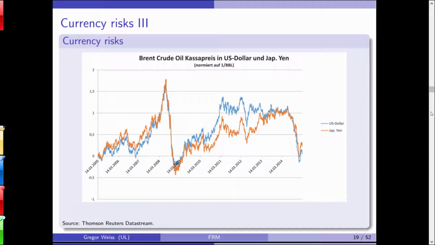Now here on this slide, you can see the price for Brent crude oil. This is the spot price in US dollars and Japanese yen. And both are normalized at the start to 0. And you can see the time evolution of this price for the same commodity, denominated in two different currencies. And in many times, for example, here and here, you can see there aren't too many and too large differences between the Brent oil price in yen and the Brent oil price in dollars.